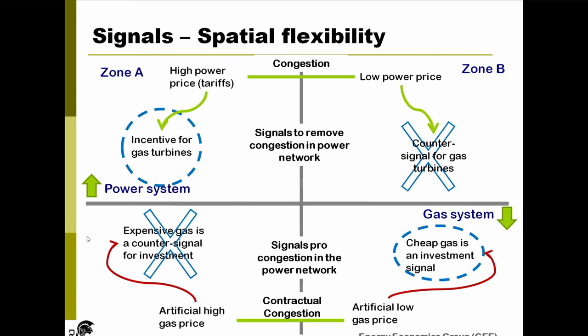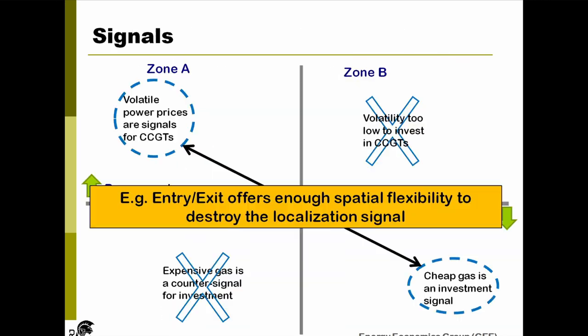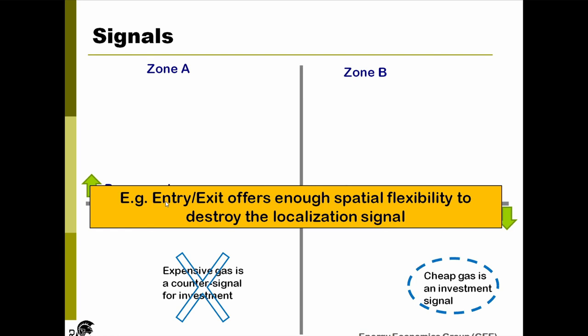In my framework, the effects of the size of the entry-exit system will be considered here, where the signals coming from the free spatial flexibility are considered. For example, the larger the entry-exit zone is, the more possible is this kind of situation where the artificial signal from the gas market is destroying the real signal from the power market.